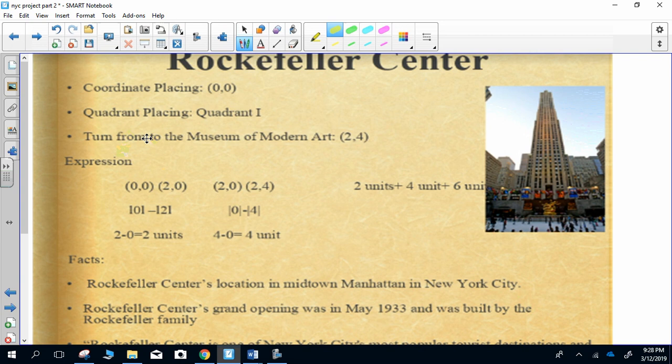And then they are going to go to the Museum of Modern Art. So this is what we'll be looking at. And then they've got their facts. So they just copied their facts from their brochure onto their project. So here's what we've got. So let's look at the map. We're going to go from Rockefeller Center to the Museum of Modern Art.